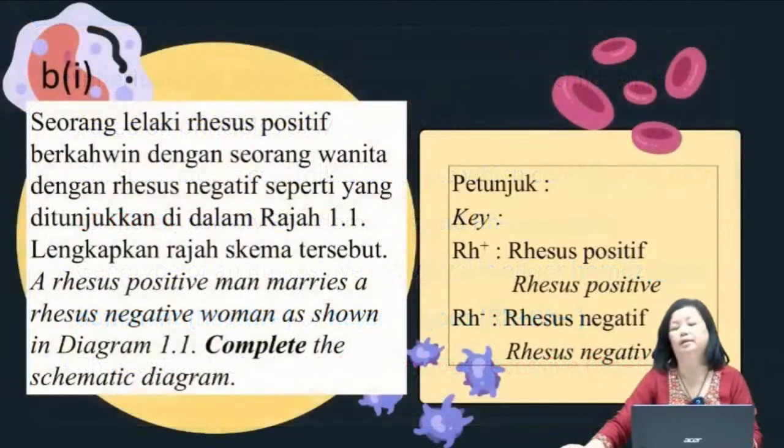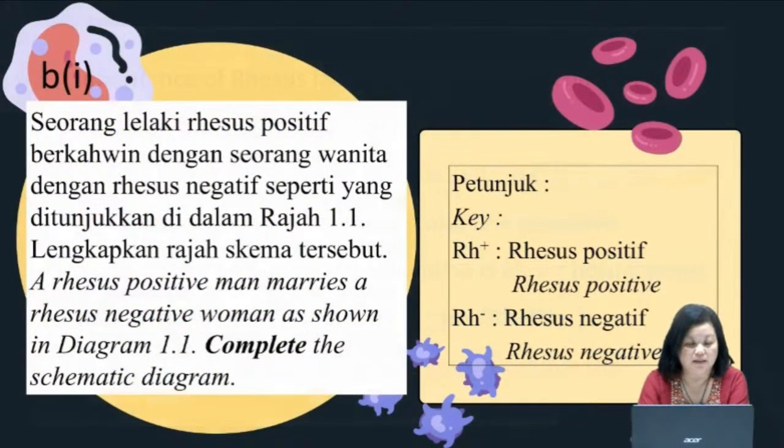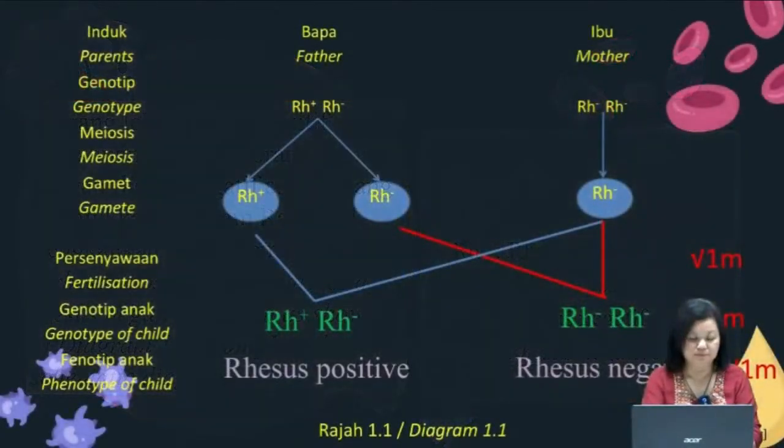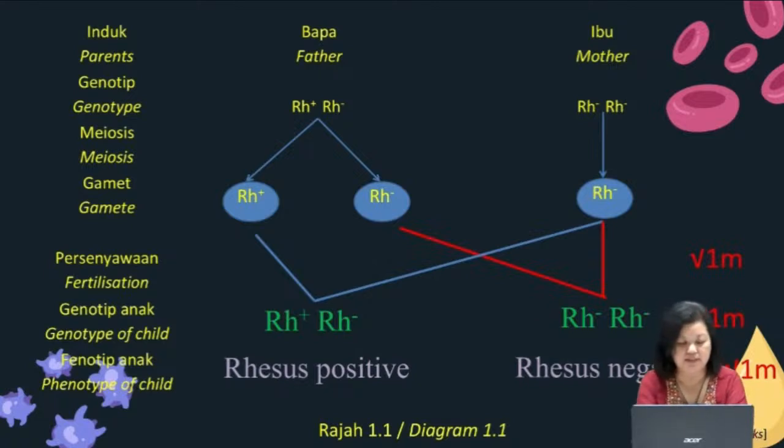Question B1. A rhesus positive man marries a rhesus negative woman as shown in diagram 1.1. Complete the schematic diagram. So you are given the question in the diagram. For this question, the genotype of the rhesus positive father is heterozygous. The genotype of the rhesus negative mother is homozygous recessive.